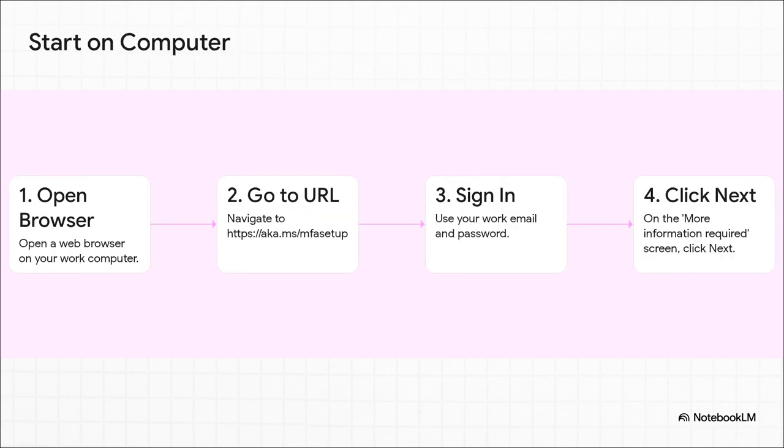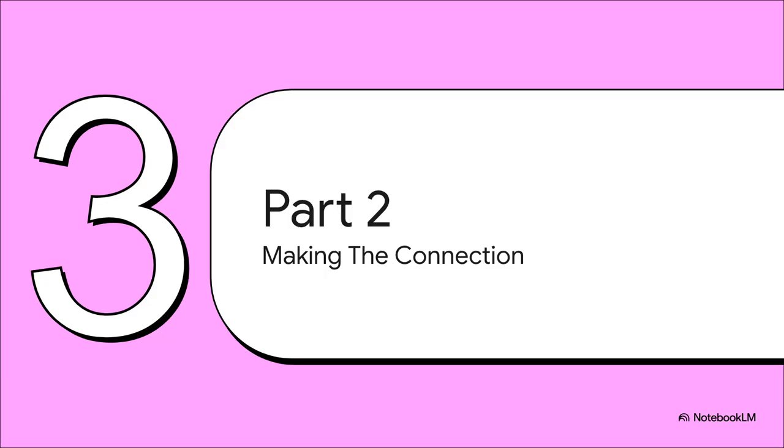Awesome. Now let's switch gears and hop over to your work computer. Open up a web browser, any of them will do, and type in this address. It's a short one, aka.ms/mfasetup. It'll ask you to sign in with your regular work email and password. After that, you're going to see a screen that says More information required. Don't worry, that's totally normal. It means you're in the right place. Just click Next.